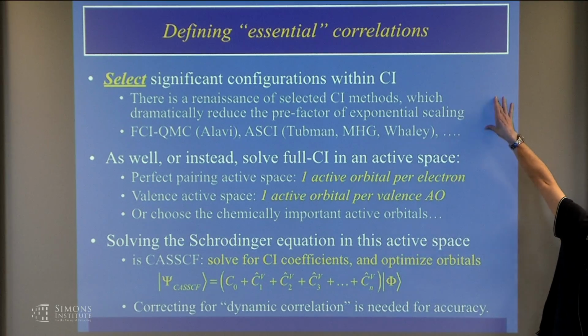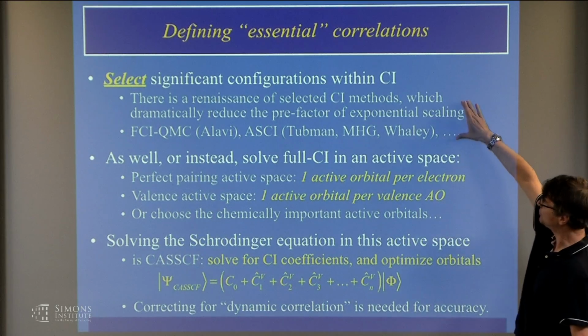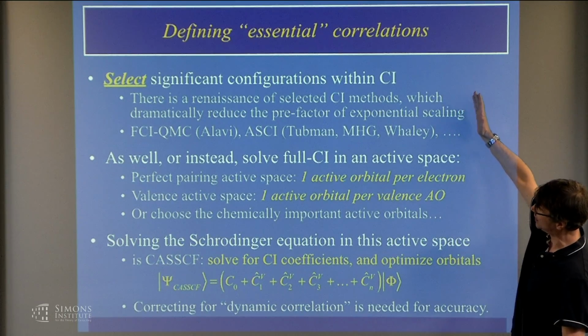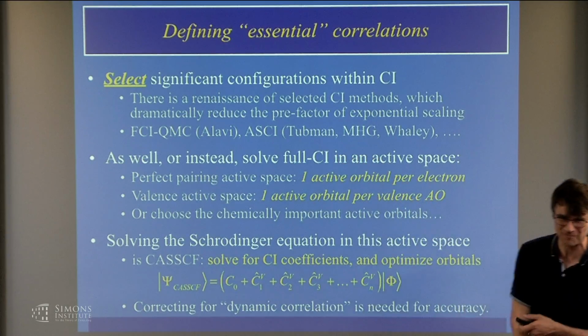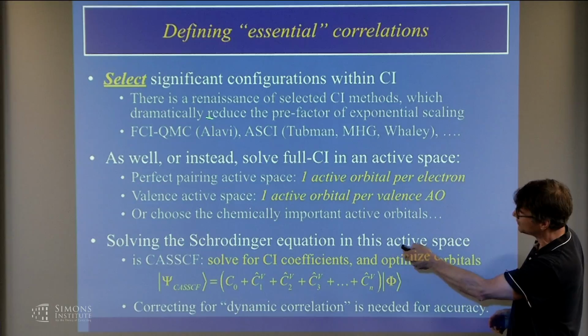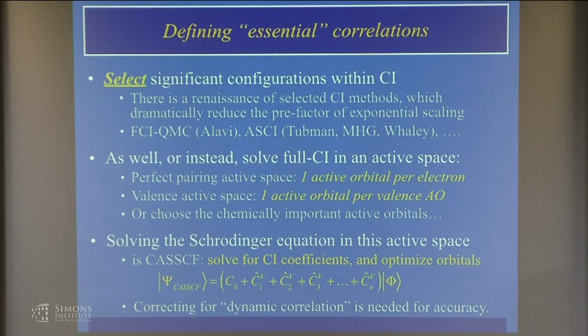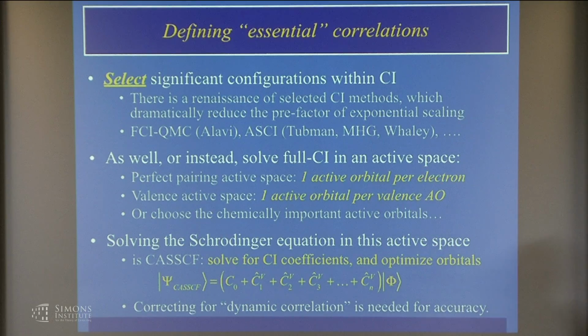This is a little bit breaking the chemical model philosophy that I mentioned, but nonetheless, if you want to approach the correct answer, selected CI is undergoing a renaissance, and Norm Tubman, who I see sitting back there, has been leading that renaissance at Berkeley, and you can chat to him about this in detail. Ali Alavi really began this with his full CI quantum Monte Carlo method. And then, as well or instead, you may try to solve the full CI problem not in the entire atomic orbital space, but in a reduced space of chemically relevant, or you might say chemically active, orbitals.